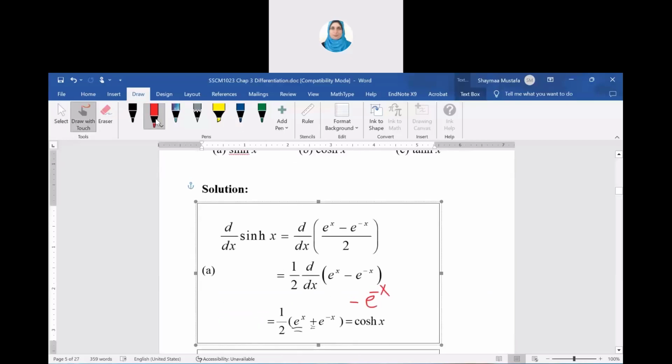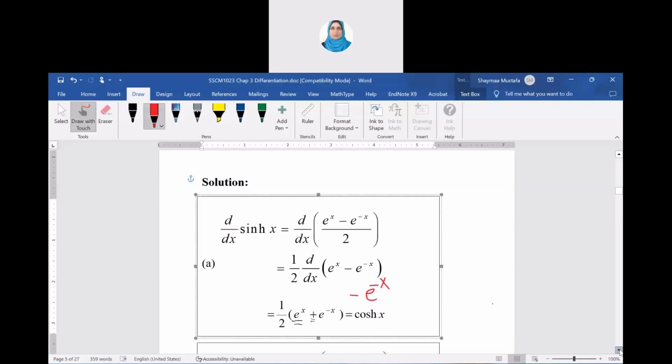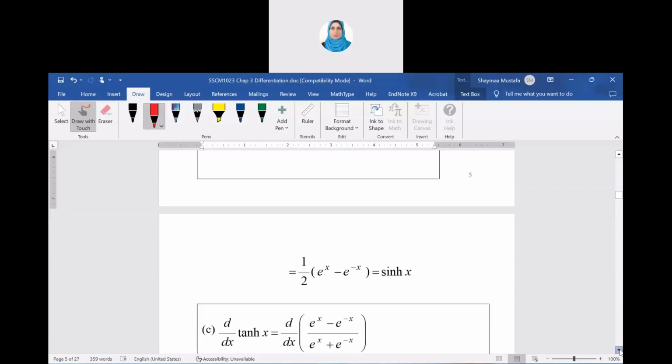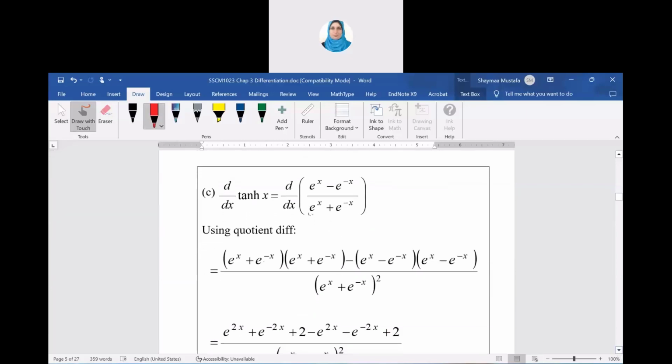So my first function here is f, which is e^x minus e^(-x). This is the first function. Now the second function, I have g. This is f and this is g. g is equal to e^x plus e^(-x).